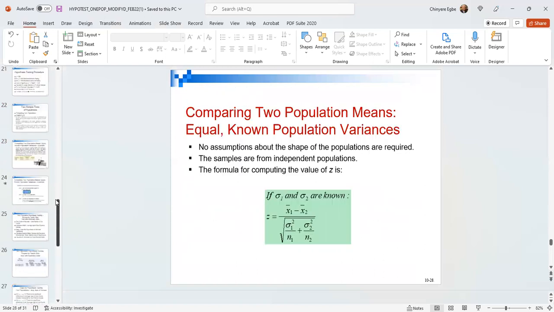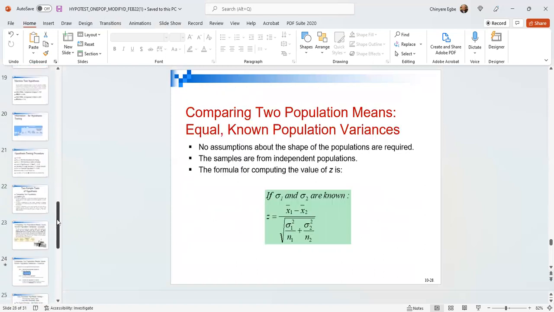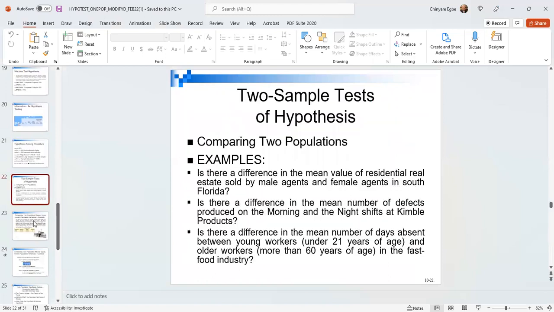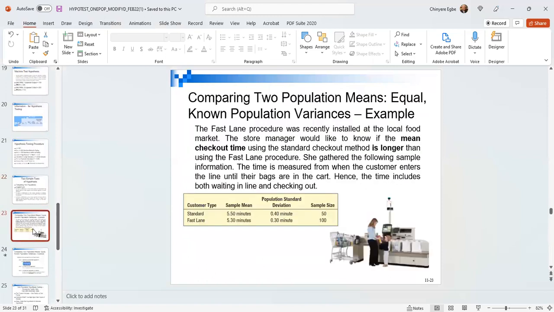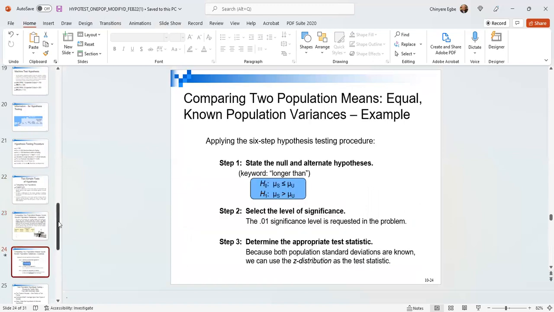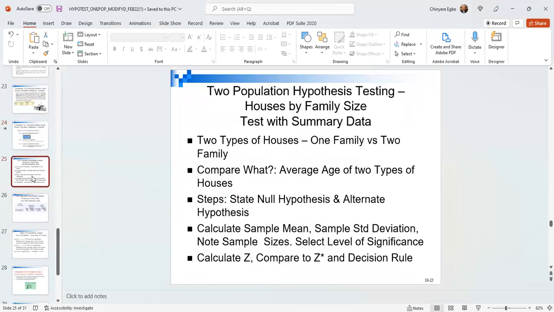All right, so that seems to be more logical. Again, this is an example of two populations. And so how do you go about that? All right, how do you go about that?